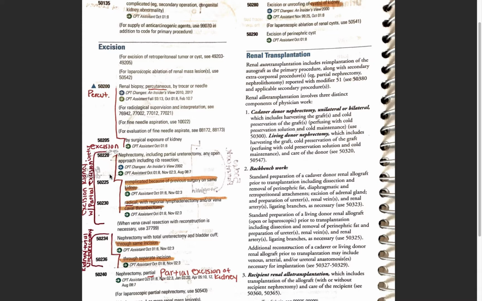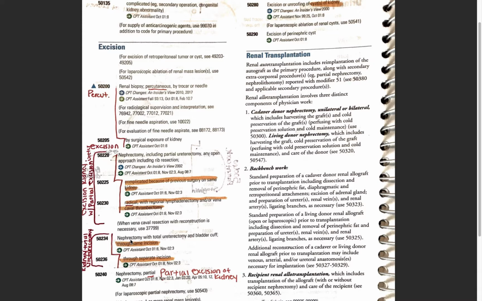50220 through 50230 are nephrectomies including a partial excision of the ureter. 50225 is complicated because of previous surgery on the same kidney. And 50230 is radical, which we talked about. Radical, think cancer. They are taking out a lymph node, a lymphadenectomy, or vena caval thrombectomy.